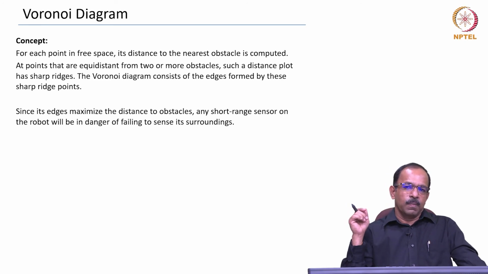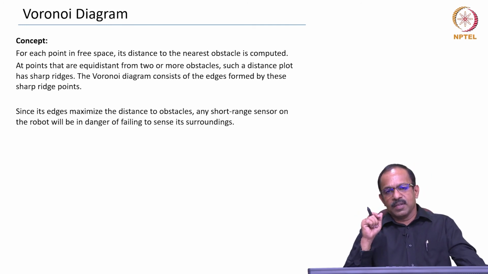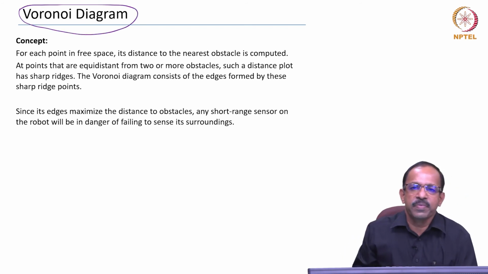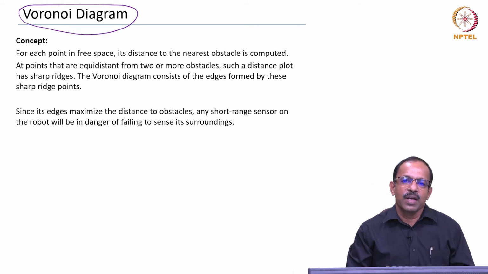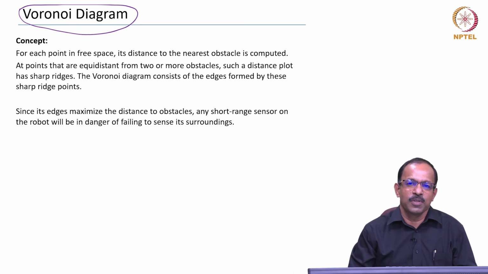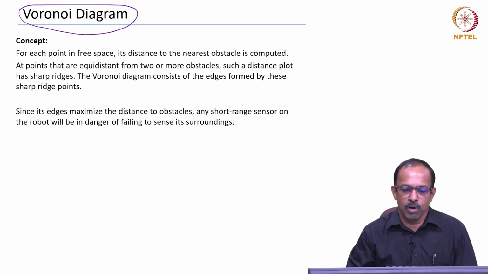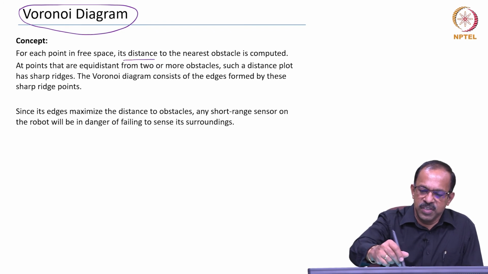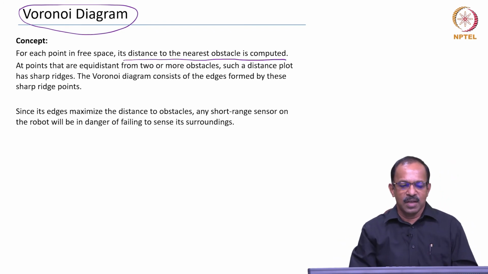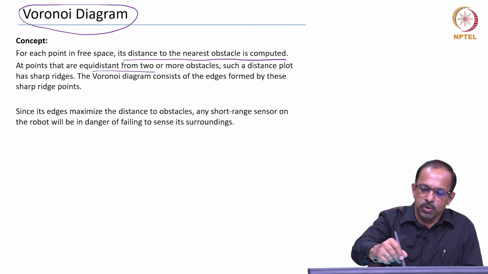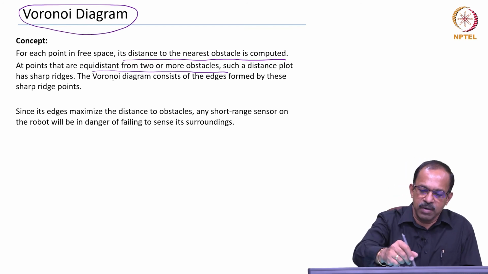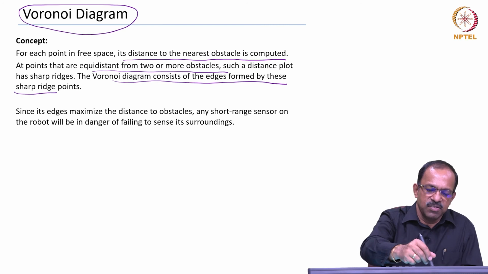So, to avoid this problem of the robot going so close to the obstacle, there is another method called Voronoi diagram methods. So, in the Voronoi diagram, the robot will be moving as far away as possible from the obstacle. So, that is basically the method of Voronoi diagram. So, what it will do, for each point in free space, its distance to the nearest obstacle is computed, and at points that are equidistant from two or more obstacles, such a distance plot has sharp ridges. The Voronoi diagram consists of the edges formed by these sharp ridge points.